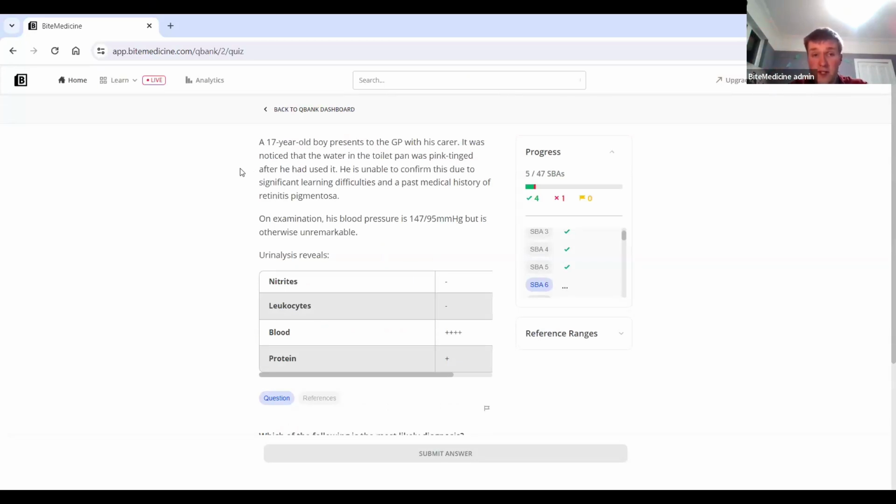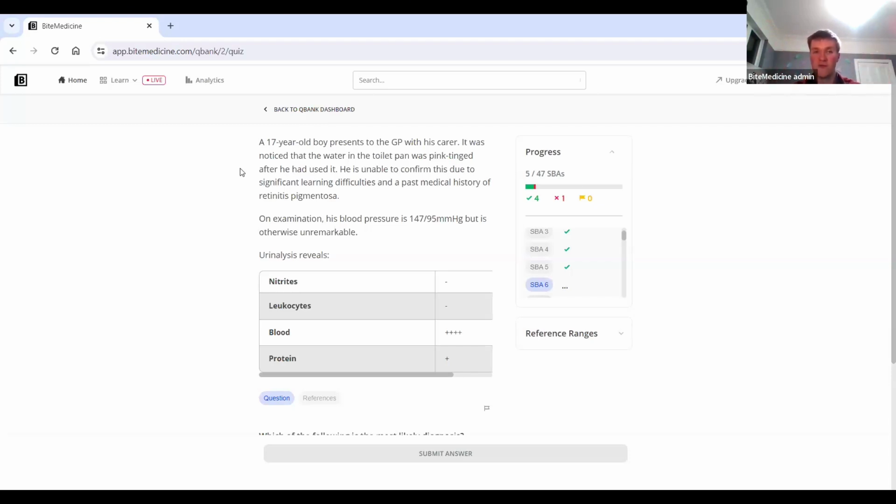He's unable to confirm this due to significant learning difficulties and a past medical history of retinitis pigmentosa. So it's not a condition in itself, it is a syndrome. So it's seen with lots of different conditions. And it's essentially where you get this sort of black spiculated pigmentation in the peripheries of your retina that causes tunnel vision and night blindness.